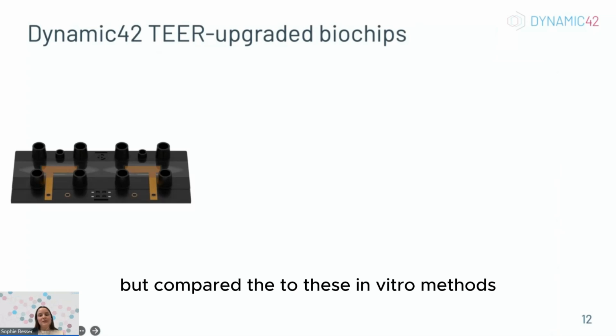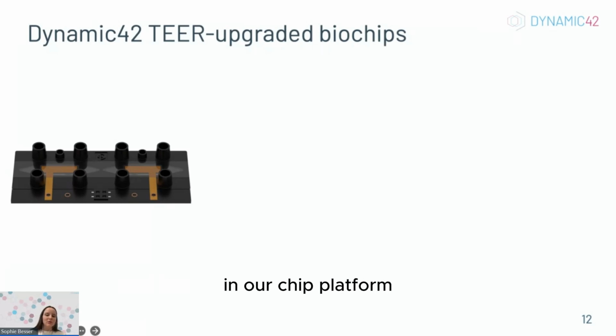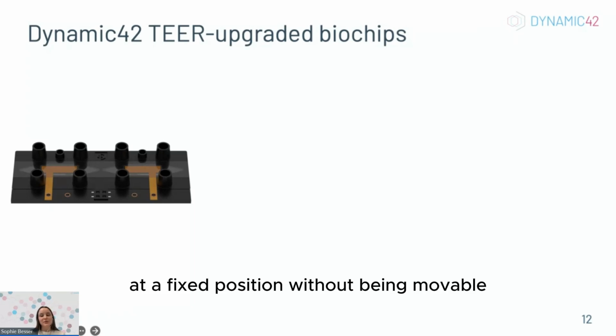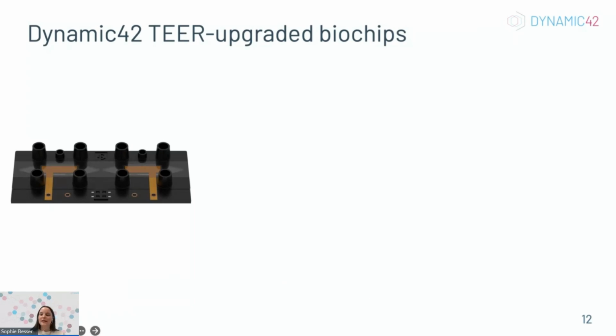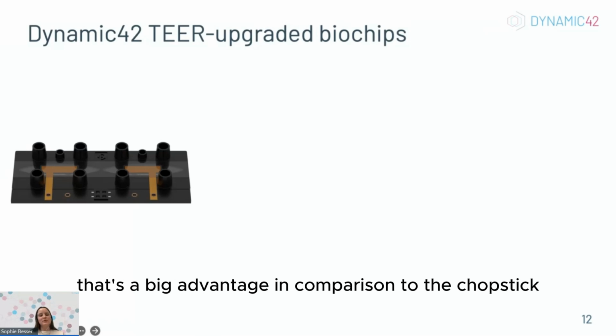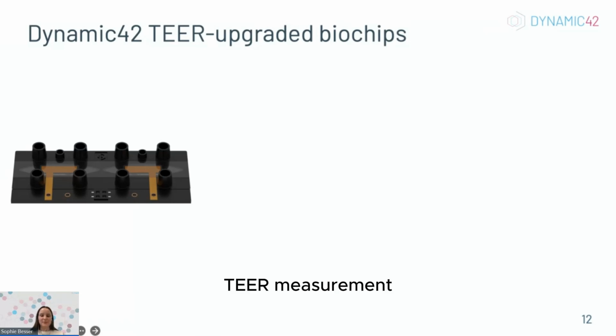But compared to these in vitro methods, like the use of chopstick type electrodes in Transwell cultures, the TEER electrodes in our chip platform are incorporated at a fixed position without being movable, and therefore it provides a more accurate and stable measurement with less sensitivity distribution. So that's a big advantage in comparison to the chopstick TEER measurement.